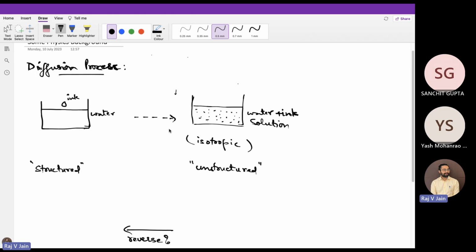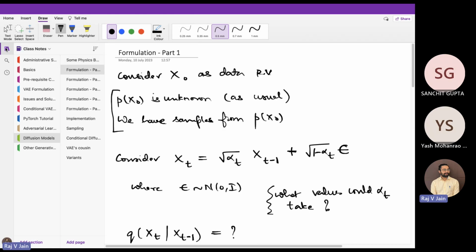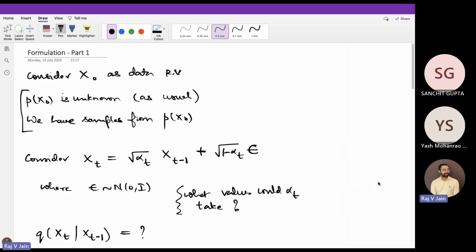In some structure, that's why we are able to reverse it. So if it is t equals infinity, then it is unstructured. But if t is some value less than infinity, then we could call it some sort of structure is there, and we could probably come back from there to the actual one, right? So we'll now look at the formulation with this particular system.